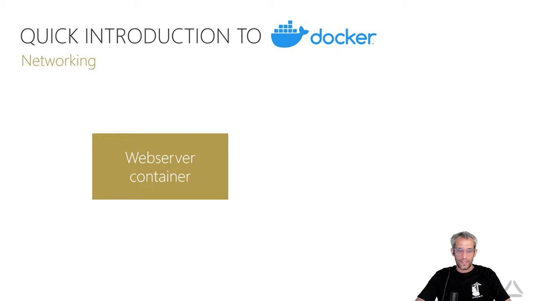To give you an idea, as an example, I will again assume that we have a web server container. It might be the IIS that we've just seen, or it might be an Nginx or Apache or whatever. It actually doesn't matter. What we have here would typically be port 80 and port 443 for HTTP and HTTPS. So let's assume that our container has those ports open and is listening for requests there.